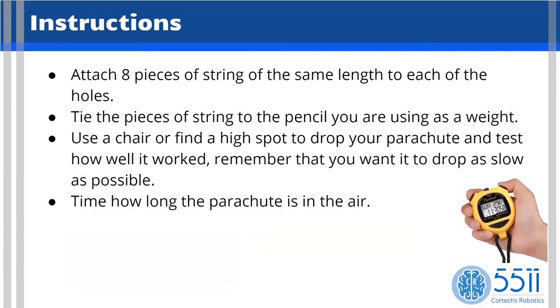The next thing you're going to want to do is cut 8 pieces of string the same length and thread them through the holes that you cut in your parachute. And after doing that, you're going to want to tie all those pieces of string together and then tie it to the mass you're using. You can use either a pencil or a ping pong ball or something like that.